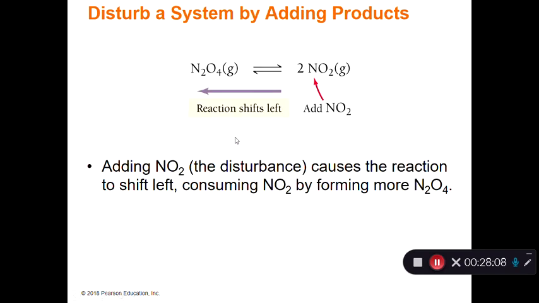Please look at this slide. N2O4, 2NO2, reactants, product, forward reaction, reverse reaction.